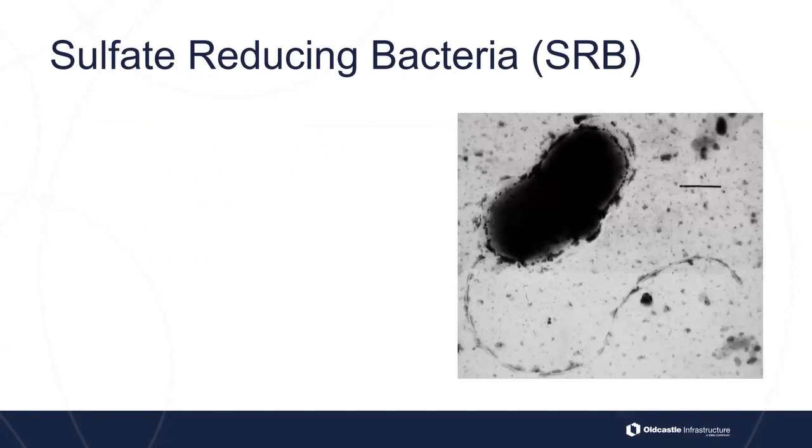Let's talk about these SRBs, or sulfate-reducing bacteria, that we discussed, which come to be formed in this biofilm on the wall of the pipe. These sulfate-reducing bacteria have been traced back 3.5 billion years. They are considered to be among the oldest forms of microorganisms on the planet, and they contributed significantly to the sulfur cycle soon after life emerged on Earth.